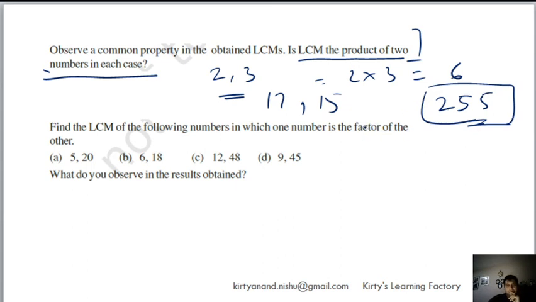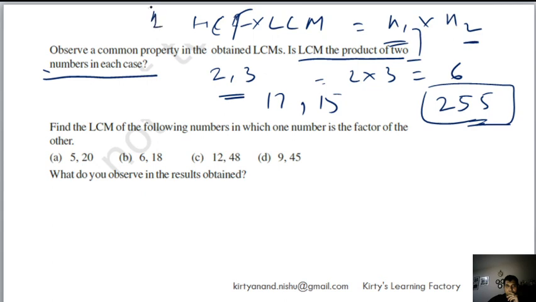And why it is so? Think about it. I told you about it in the previous part. I mean, just now we were talking about that there is a relationship between HCF into LCM, and that is equal to number 1 into number 2 of those numbers. So if it is a co-prime number n1 and n2, what is the HCF? HCF is going to be 1, and therefore LCM is going to be equal to n1 into n2, which is the product of the numbers. So for co-prime numbers it is true.